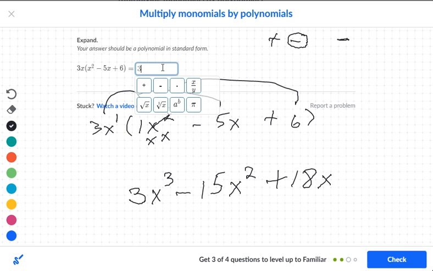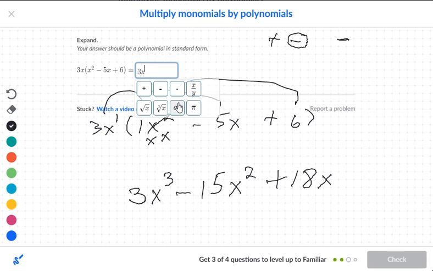So let's type this in here. Let's start off with the 3 and with the x. Let's press the AB key. We now take it to the third. Press your space bar, brings the cursor back down. We need a negative 15. We need the letter x. We press the AB key. We put in a 2. Press the space bar. Press the plus sign. Press the 18 and then the x. So you have 3x to the third minus 15x to the second plus 18x.